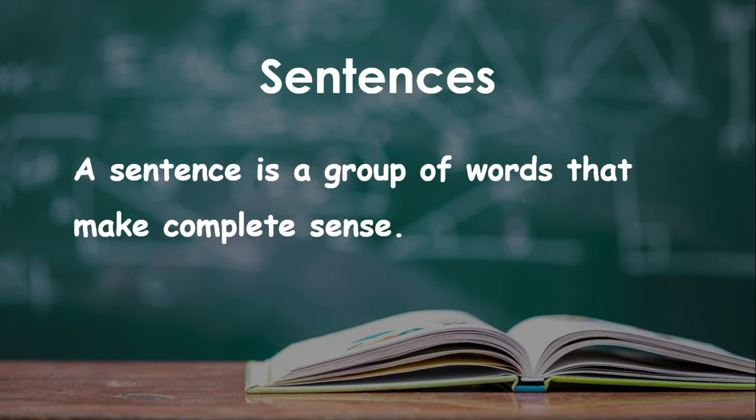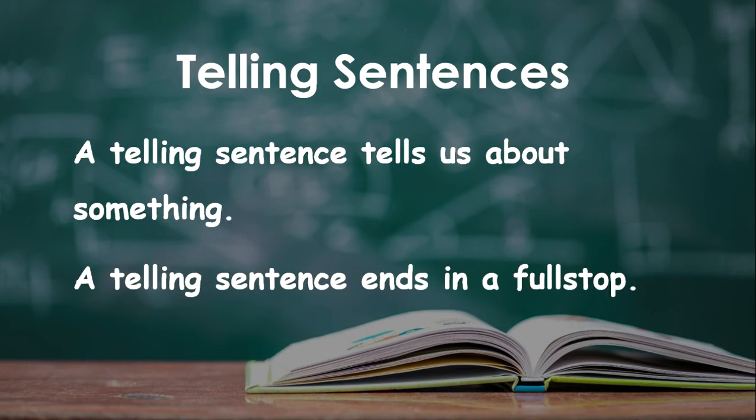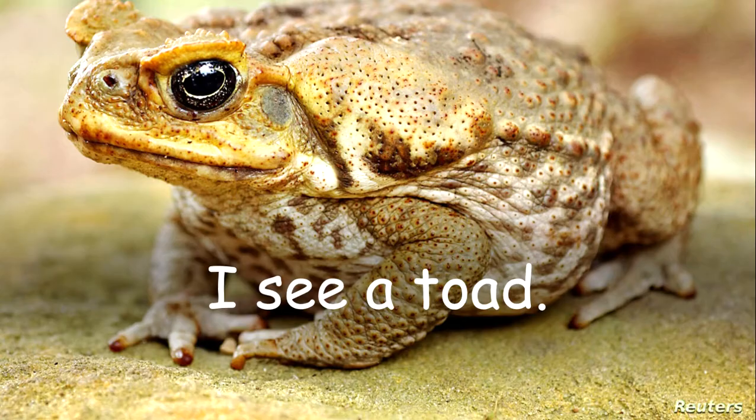And there are two types of sentences. There is a telling sentence. A telling sentence tells us about something. A telling sentence ends in a full stop. For example, I see a toad. We know this is a telling sentence because it's telling us about what someone sees, and it ends in a full stop right at the end here, or some people would refer to this as a period. So I see a toad.